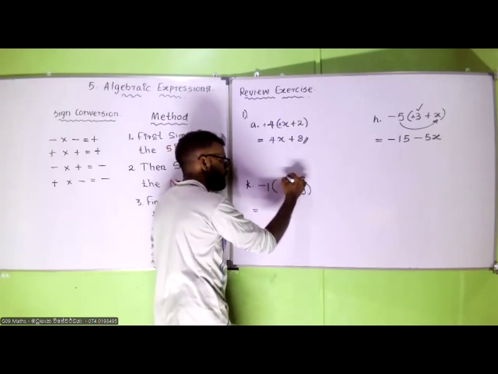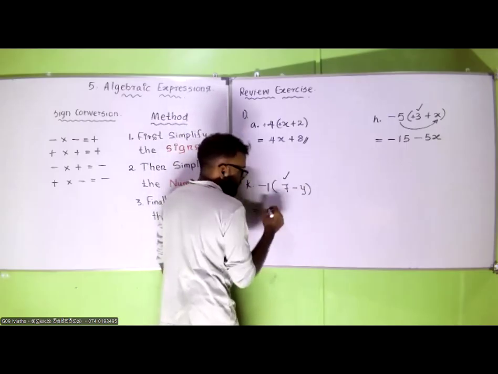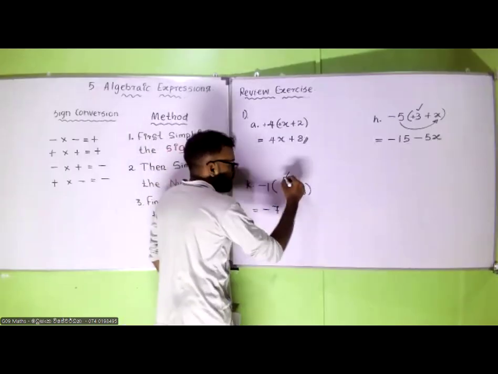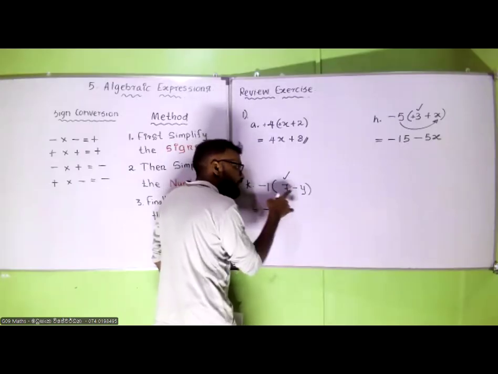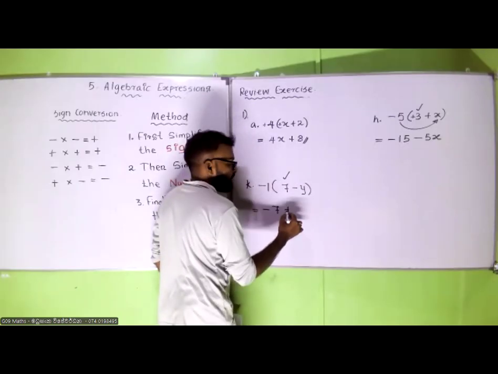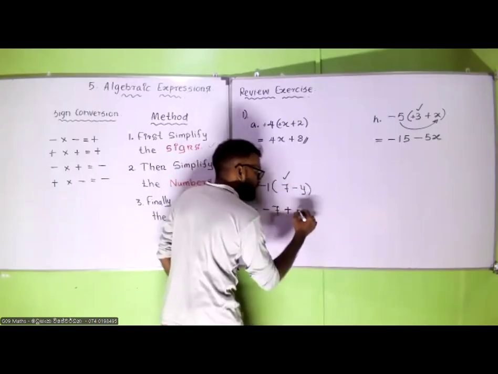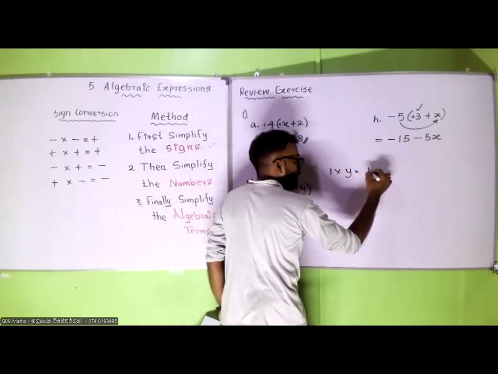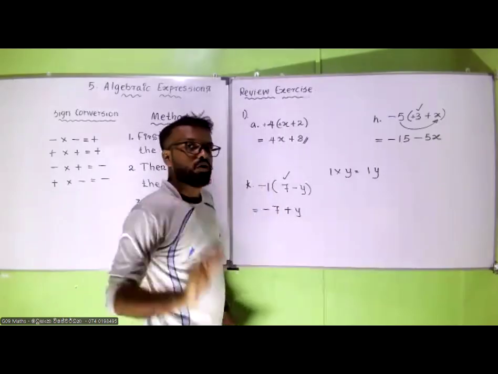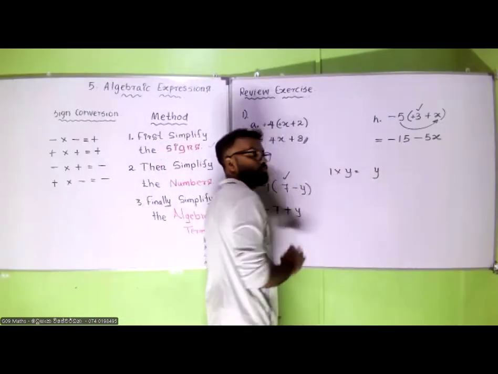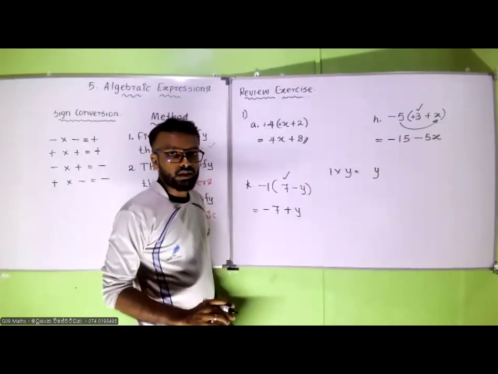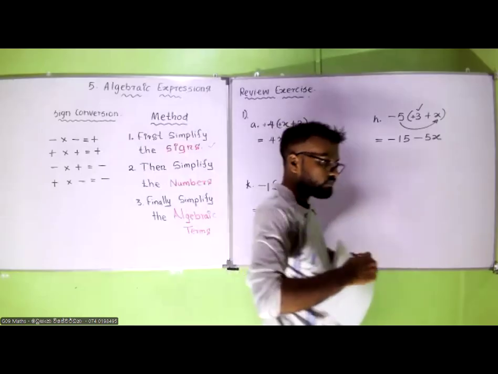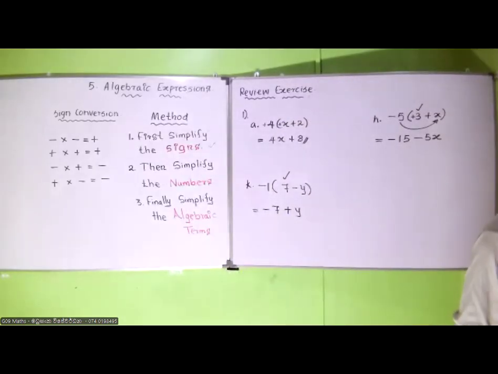So I am going to deal with this method. Negative into positive, negative 1 times 7, negative 7. Done. Now, negative into negative, positive. Sign conversion. Negative into negative, positive 1 times y. Not 1 times y, just y. You cannot write it like 1y. We are not going to write like that. Keep it as y. Please write these things very clearly.